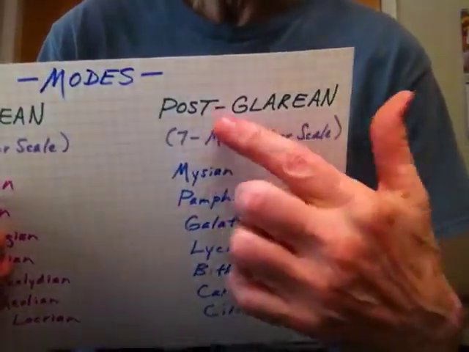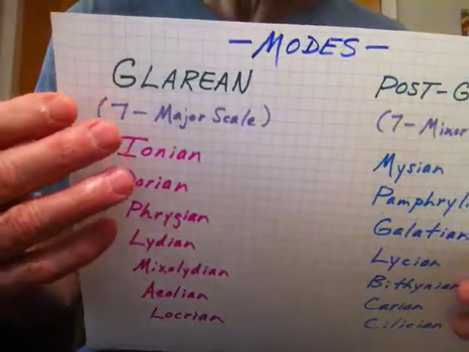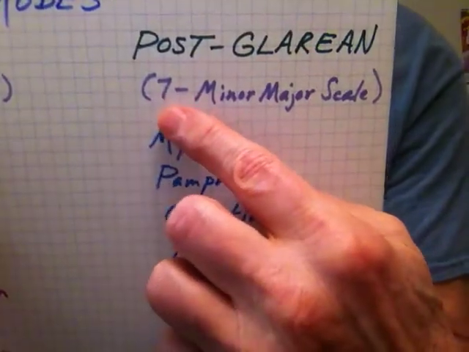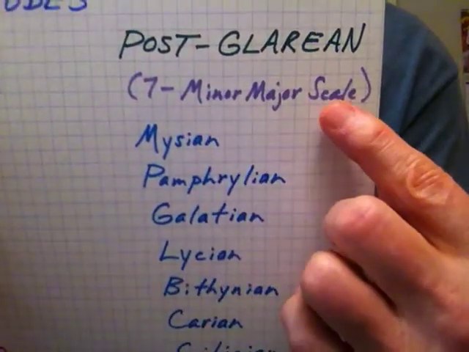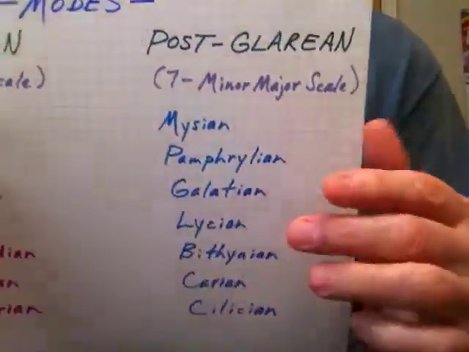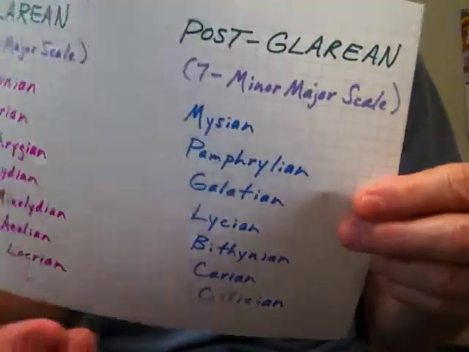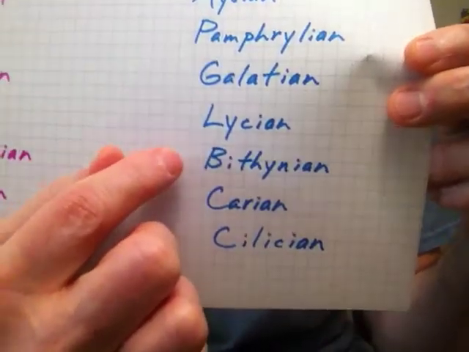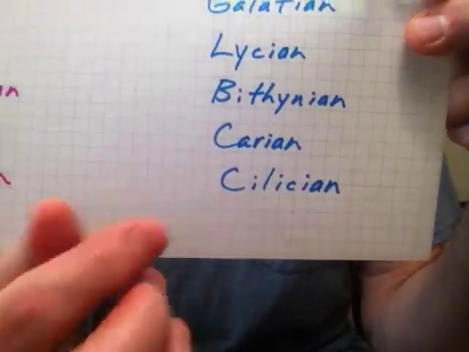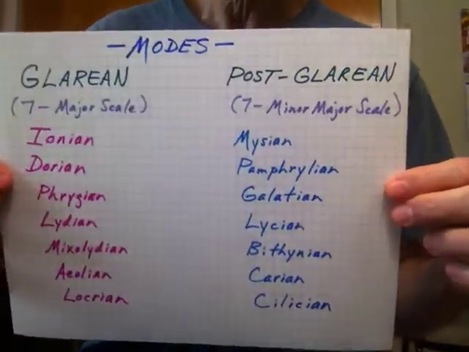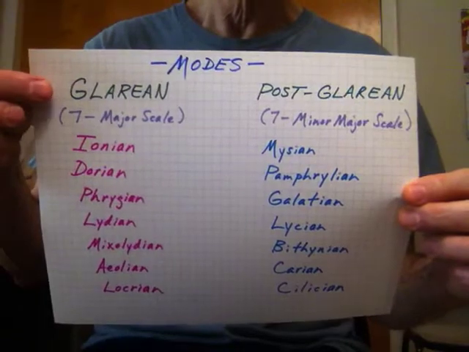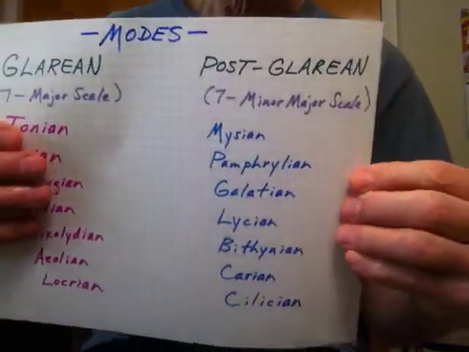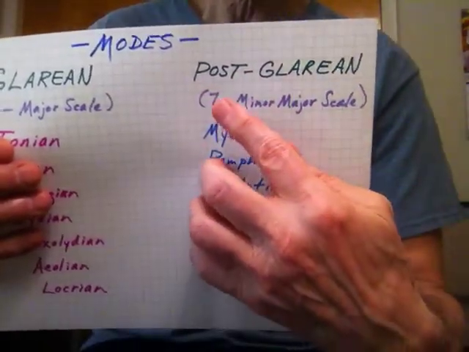Now, here's the post-Glarian modes. The modes that I named, they're in my book, right? And these would be the 7 modes made from my minor-major scale, or the traditional name is melodic minor, and I gave them names. Here's the names. Mysian, Pamphylian, Galatian, Lycian, Bithynian, Carian, and Cilician. It's hard for me to see this, so I hope I pronounced them right. Anyway, so I recognize the old original modes, and I call them Glarian modes. All right, and these are the traditional names, and I have the 7 modes built on the traditional melodic minor scale.